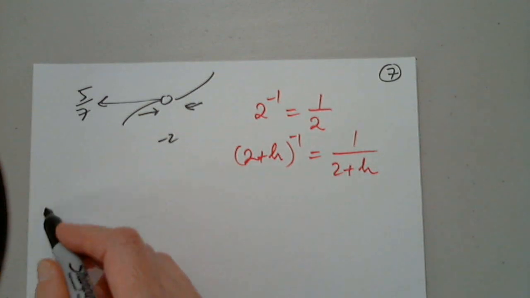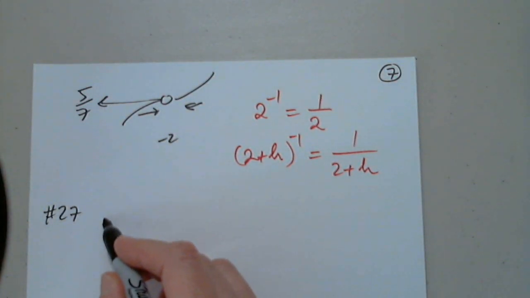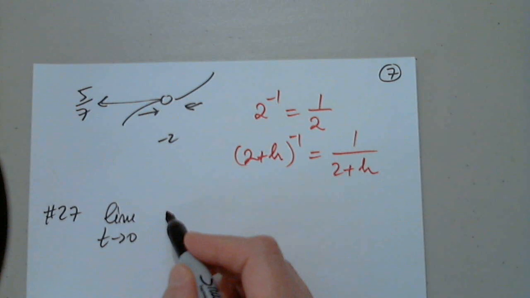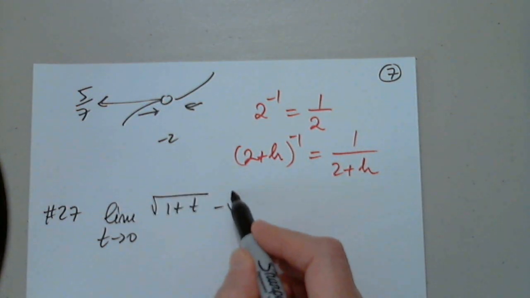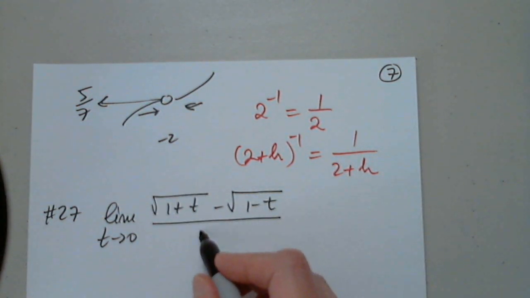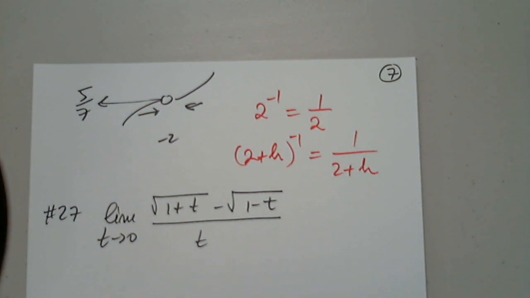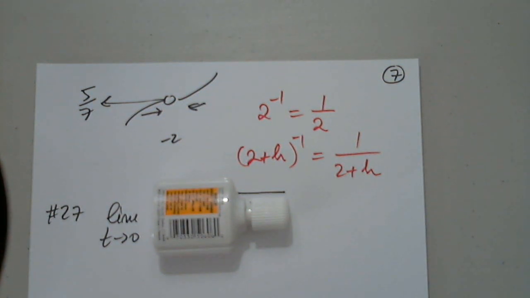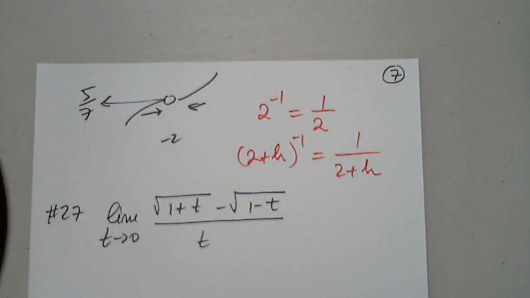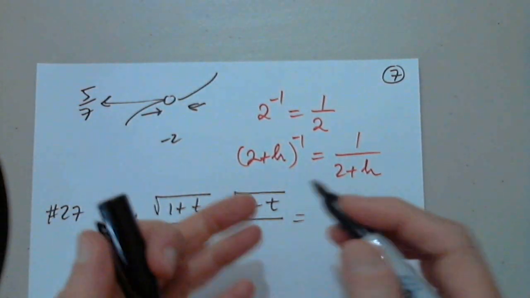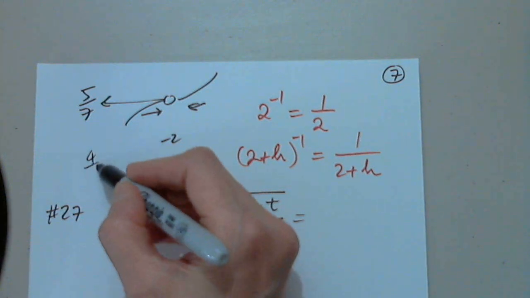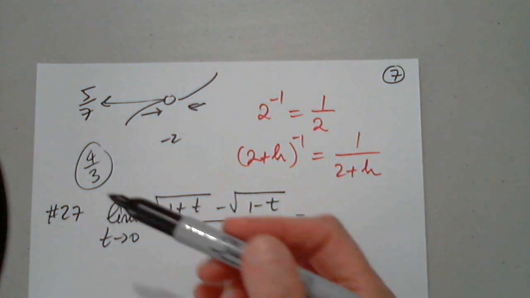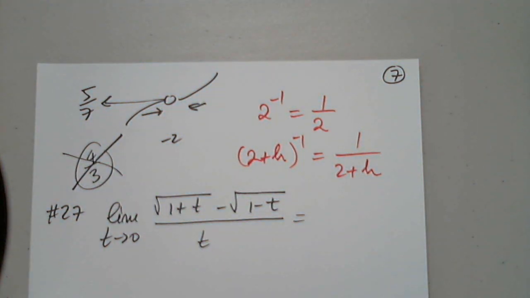27. 27, perfect, awesome. 27 is the limit as t approaches 0 of the square root of 1 plus t minus the square root of 1 minus t, divided by t. Perfect. We are asked to determine a limit. What do we do first? Put the 0 into the function. Awesome, good. We need to identify, because if it happens that this is 4/3, then the answer is 4/3, and we don't have to do anything. That's why we need to plug it in.